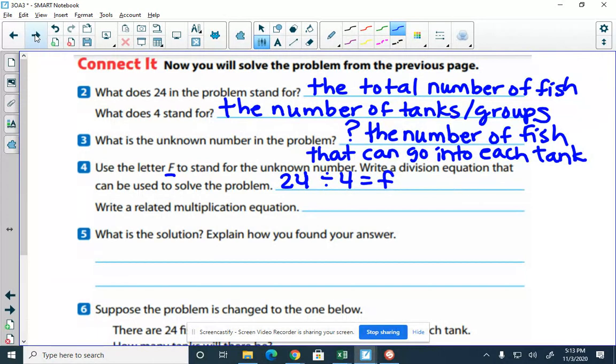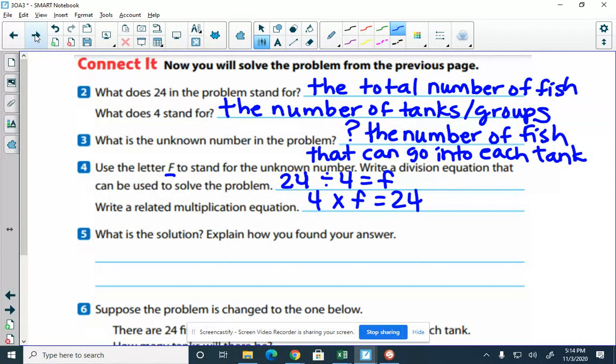If we write a related multiplication equation, we could say if we have 4 tanks and we need to put an equal number of fish in there, using F instead of question mark, then having a total of 24, 4 tanks, we don't know how many we need to put in each tank if we have 24 in all.